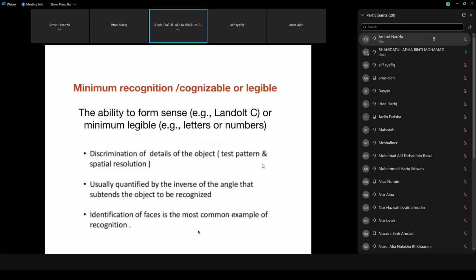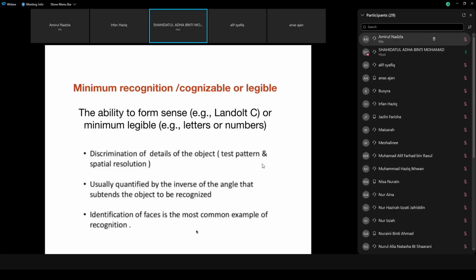Okay, the third one is minimum recognition. It is the ability to form sense, or minimum legible. Form sense is like when we give a Landolt C. We use only the letter C, but we rotate it in different orientations. When assessing the visual acuity, we want to see whether the patient can see where the gap is. Everybody can see the letter C, but where is the open part? The gap in the C is where? Or the minimum legible, in which we can use any letters or numbers. Okay, alright.